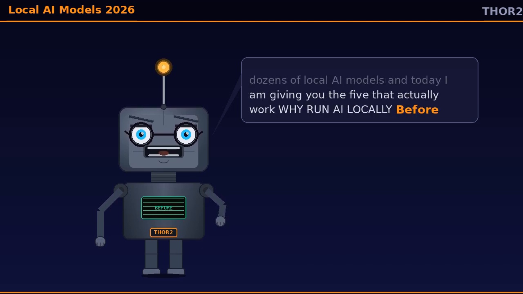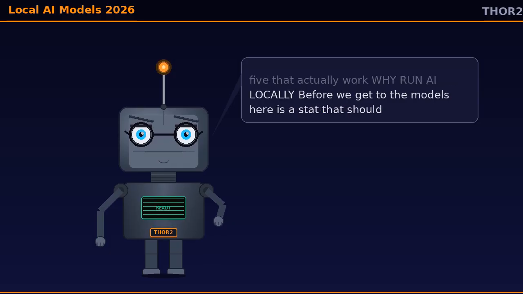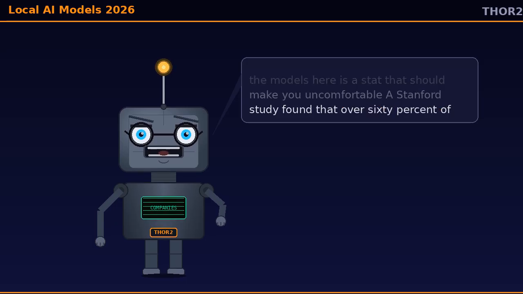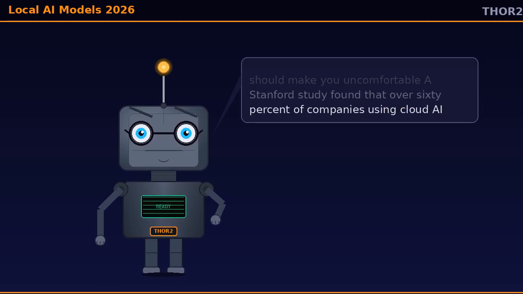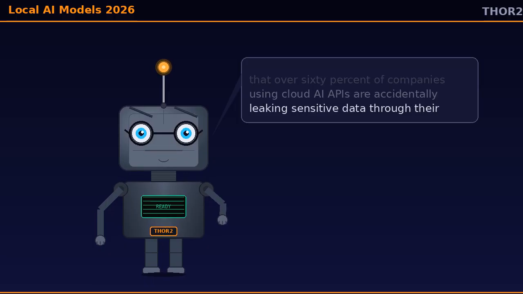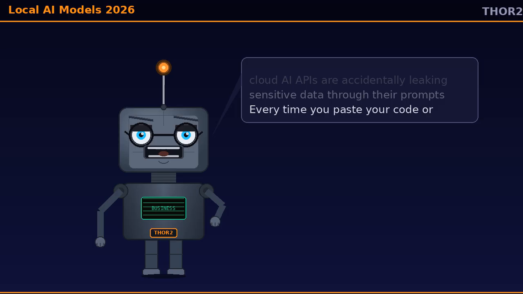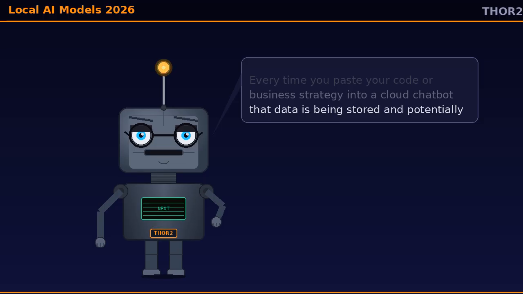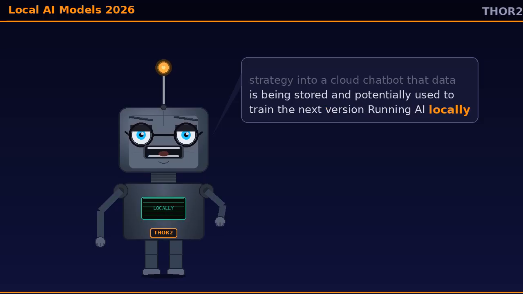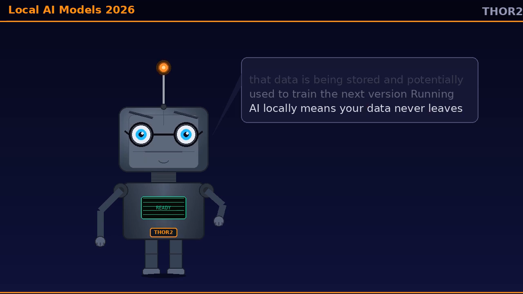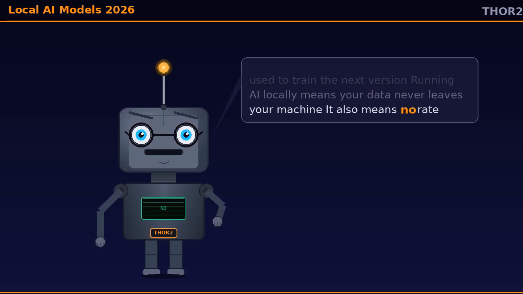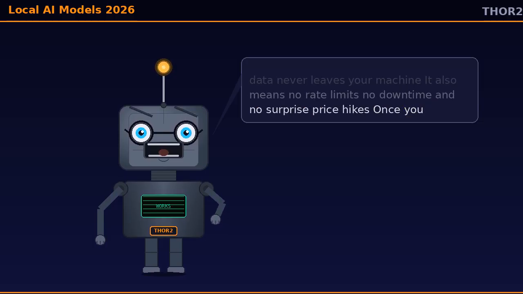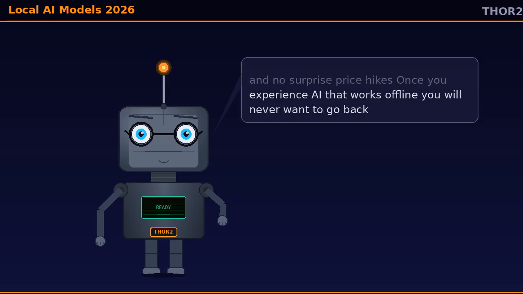Why run AI locally? Before we get to the models, here is a stat that should make you uncomfortable. A Stanford study found that over 60% of companies using cloud AI APIs are accidentally leaking sensitive data through their prompts. Every time you paste your code or business strategy into a cloud chatbot, that data is being stored and potentially used to train the next version. Running AI locally means your data never leaves your machine. It also means no rate limits, no downtime, and no surprise price hikes. Once you experience AI that works offline, you will never want to go back.